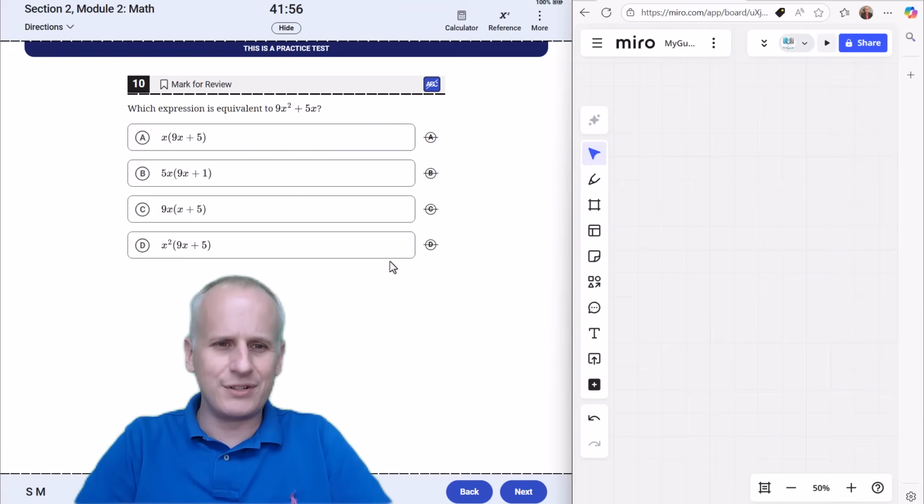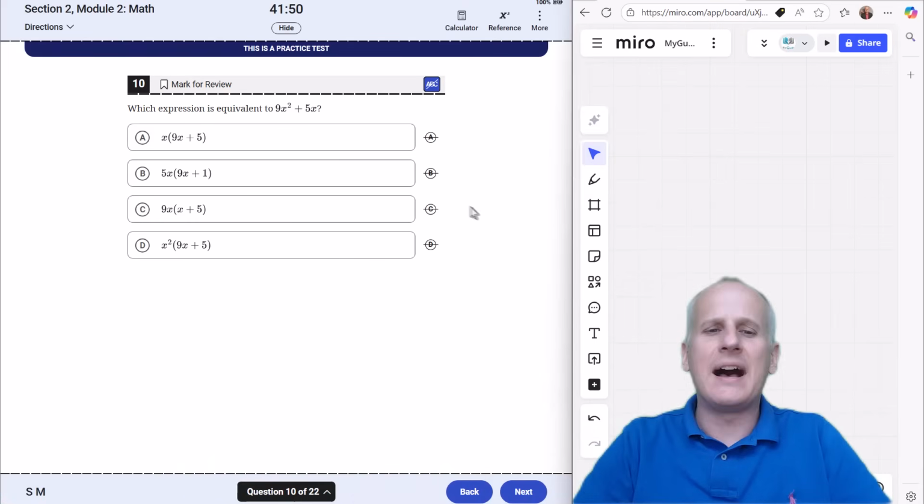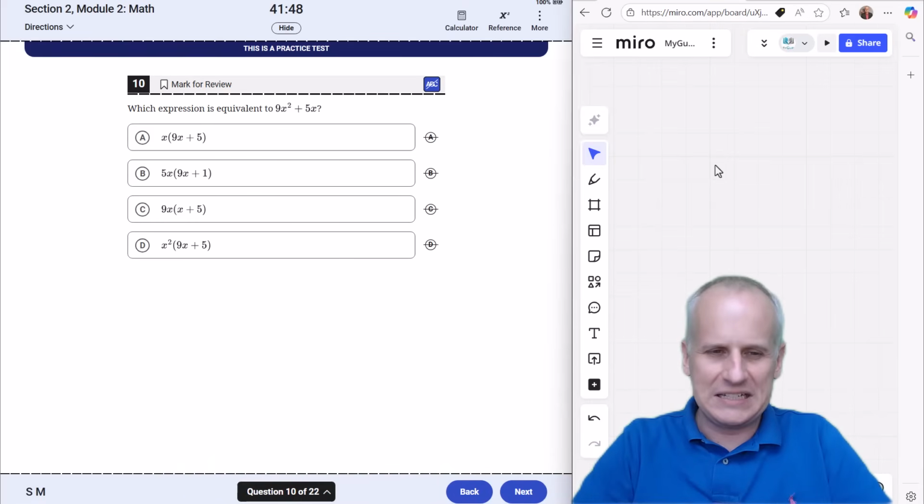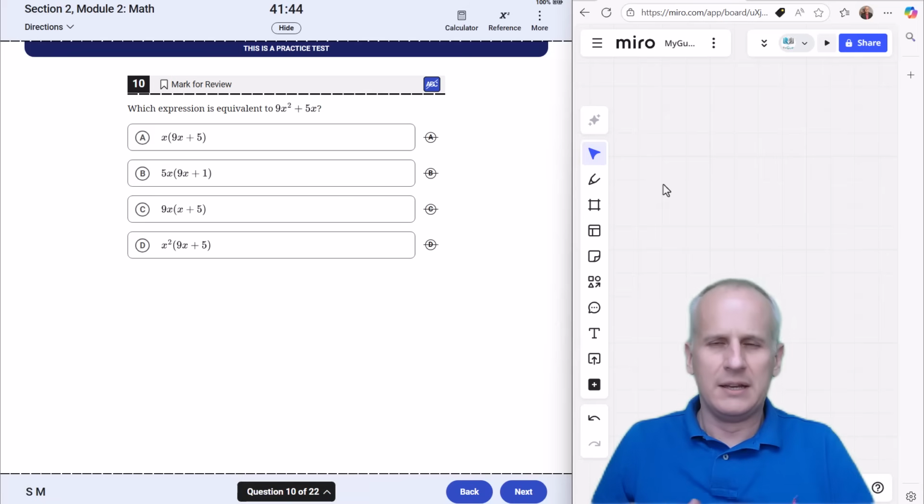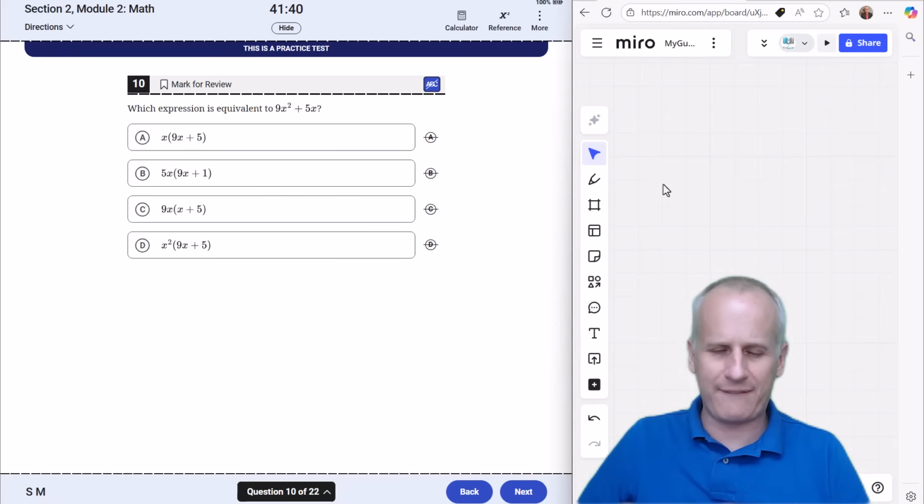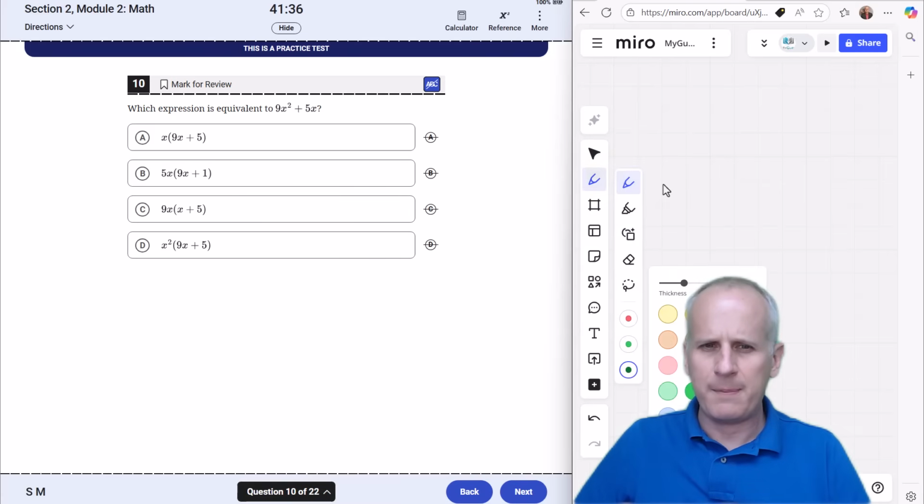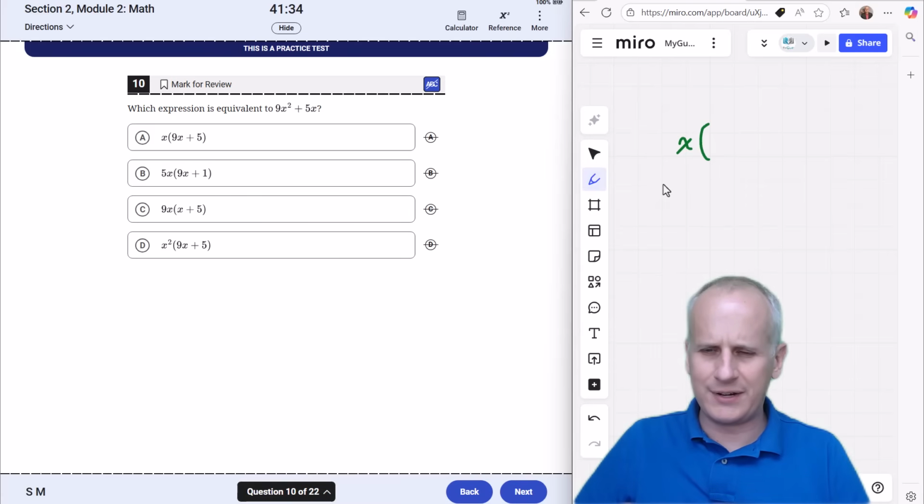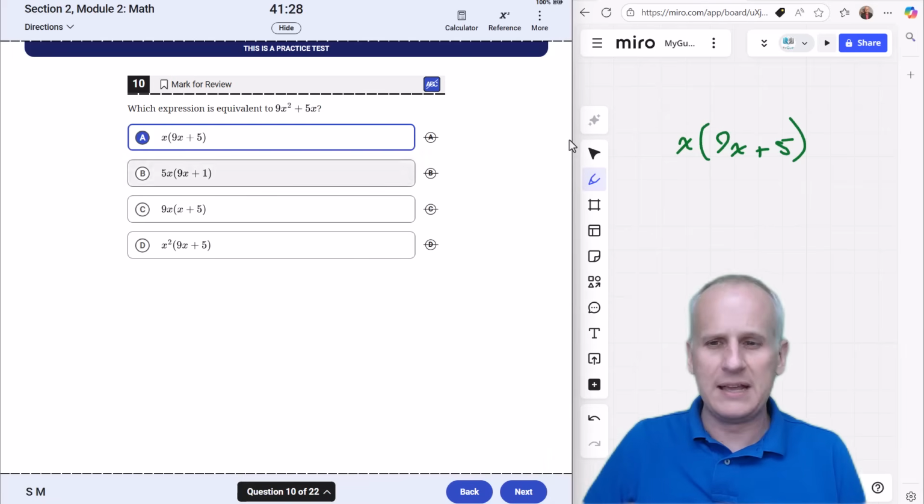So here we're just looking for an expression that is equivalent to 9x squared plus 5x. I do think that it's probably easiest to do this just by factoring. So I should recognize that when I factor an x out, and I'll just do this on the scratch board over here, we pull out an x, you're going to have 9x plus 5 in the parentheses, and that's going to match choice A.